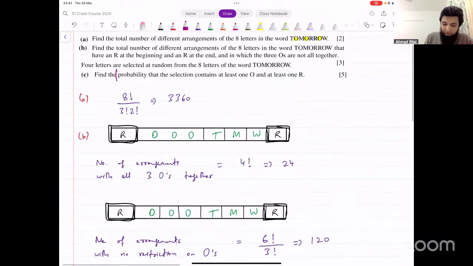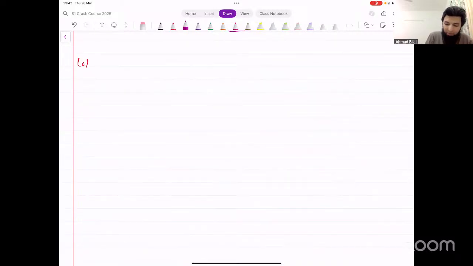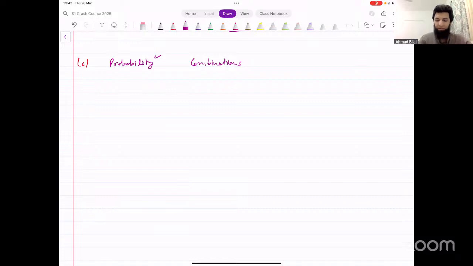When they ask about probability in a combination question in which you have some repetitions. Let me write that down here. So when they ask you to find probability, that's one condition. Number two, you have combinations, right? They're asking you to select some letters. And number three, there are some repetitions. We have some repeated letters, repeated objects.